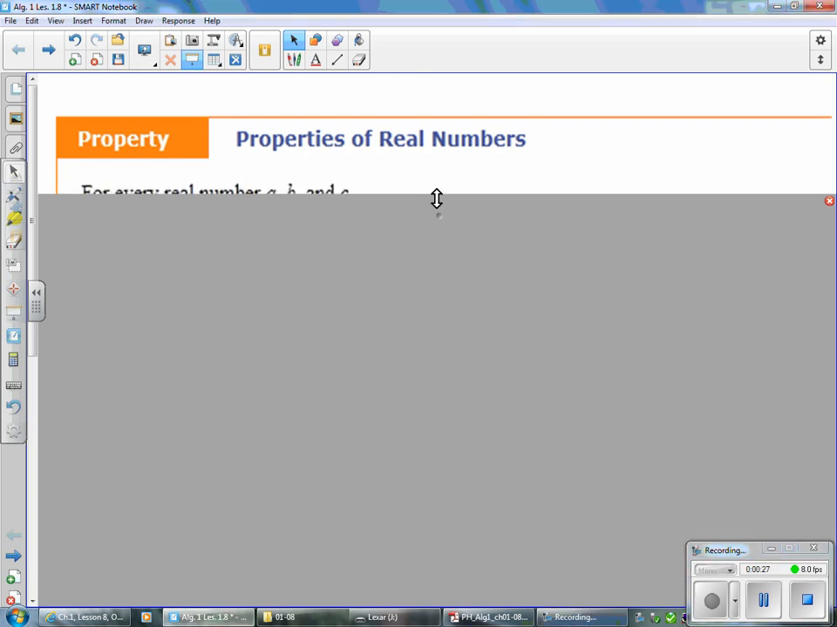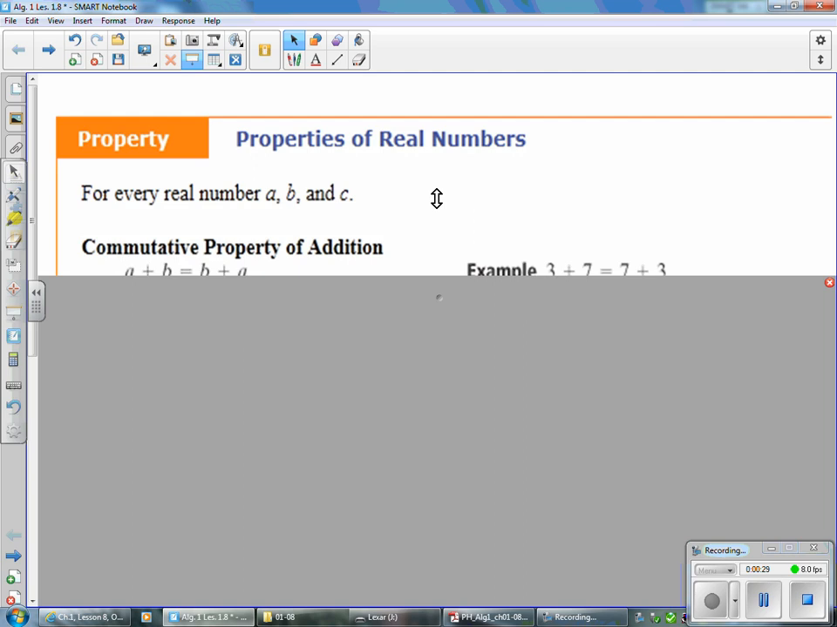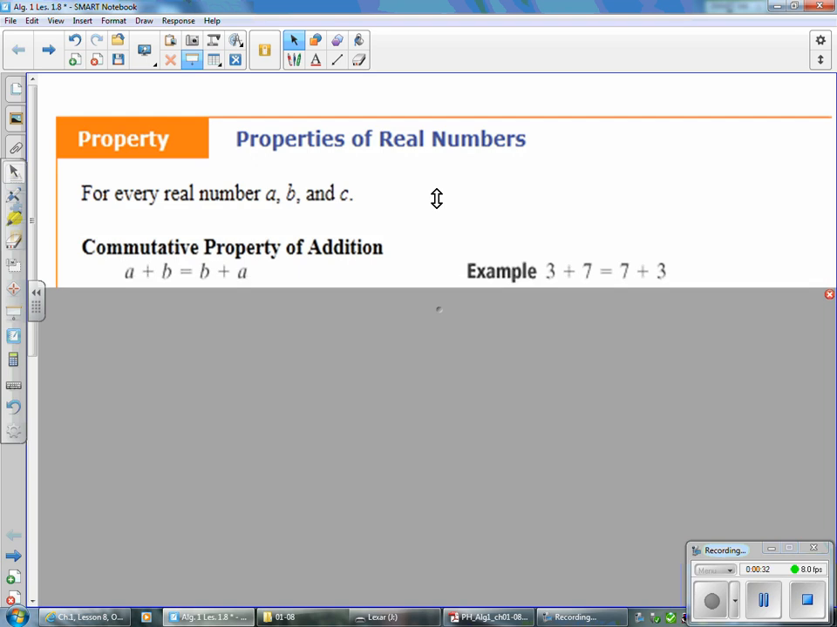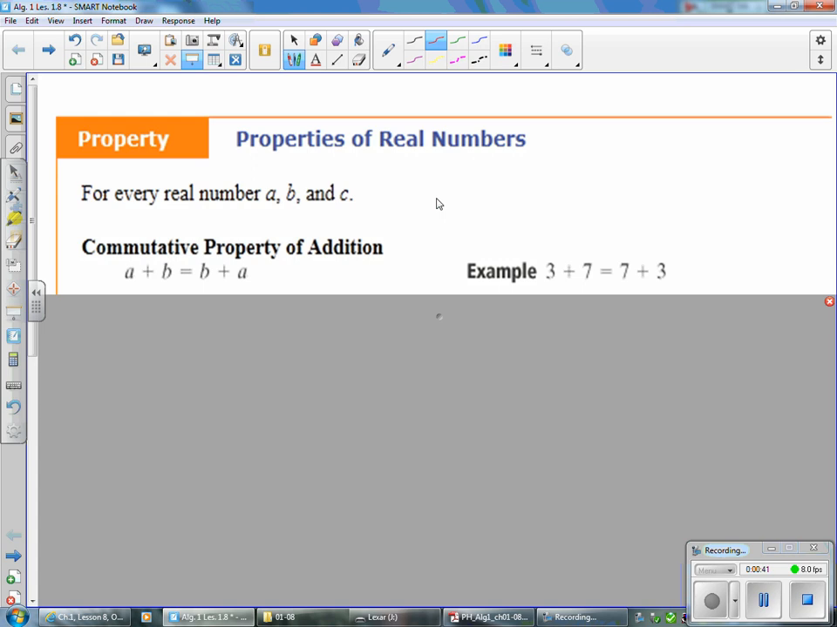First one I want to start with is very basic. So for every real number, A, B, and C, they can be any number whatsoever. We're going to start with the commutative property of addition. Commutative property of addition basically says, I'm going to start with A plus B. If I have some number plus another number, the commutative property allows me to switch the order of those. So I can write the same A plus B as B plus A. We can just switch that order.